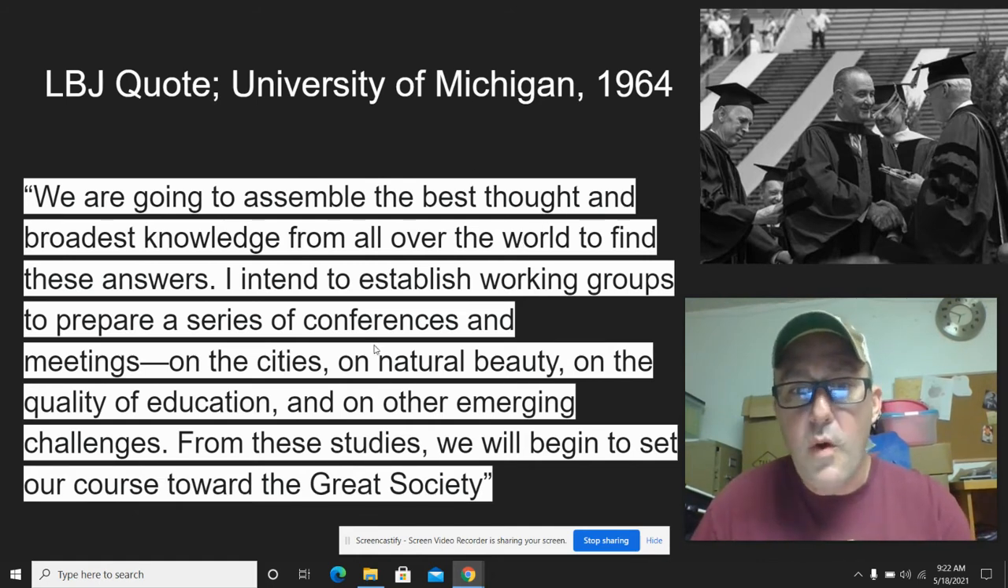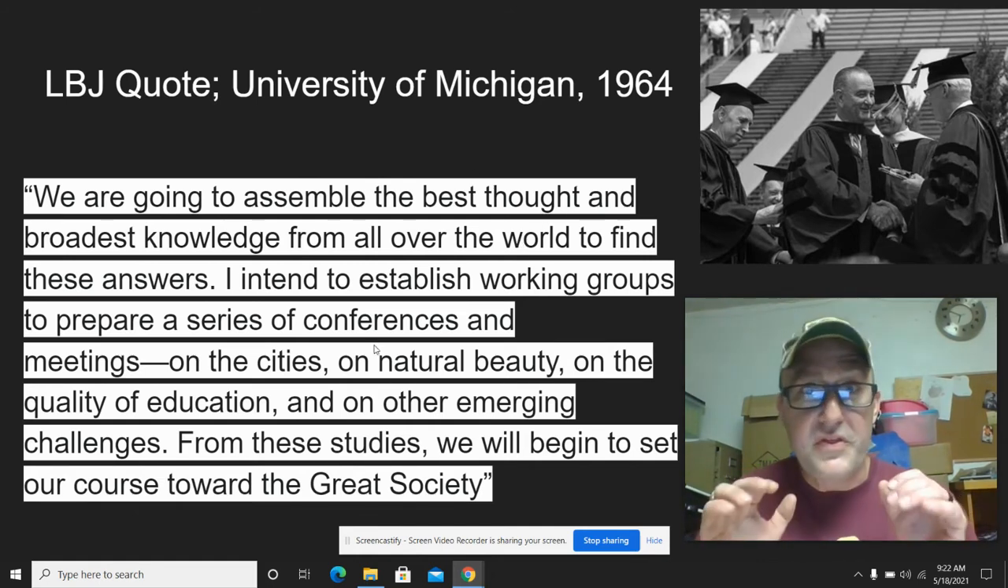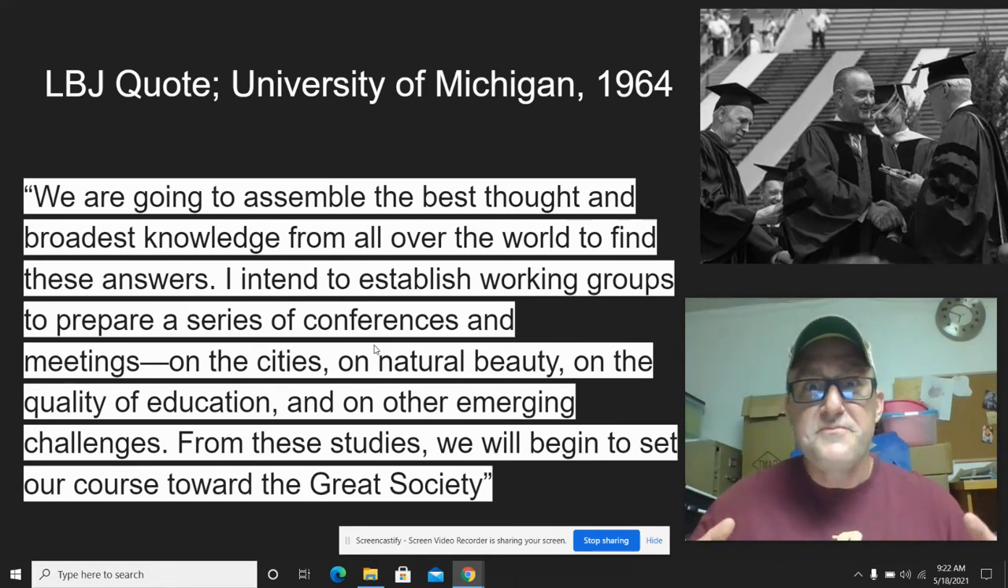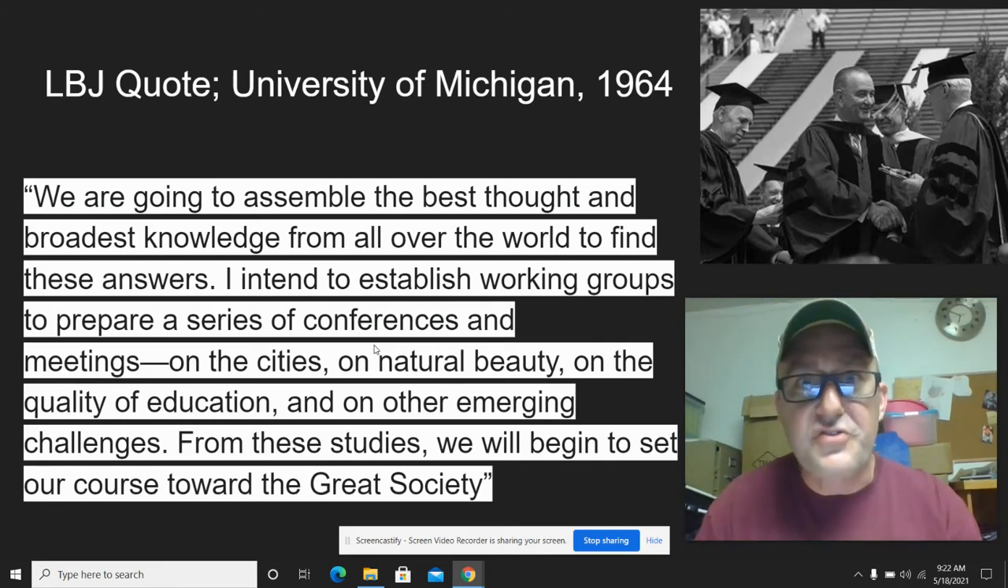But you can see from his quote, he's trying to say he's going to do studies, and they're going to have panels come together and include a lot of the smartest people, and they're going to look at data, and then from that they're going to pass legislation that's going to try to remedy a lot of different problems that were going on in the 1960s in America.